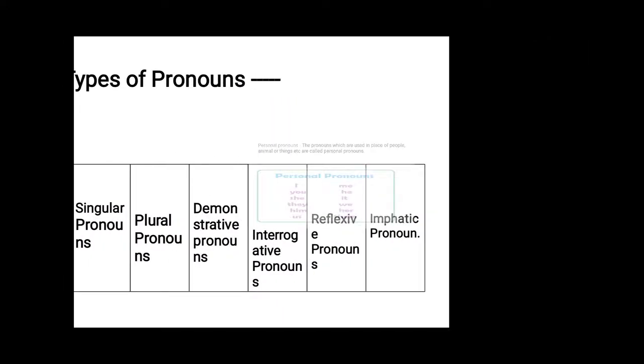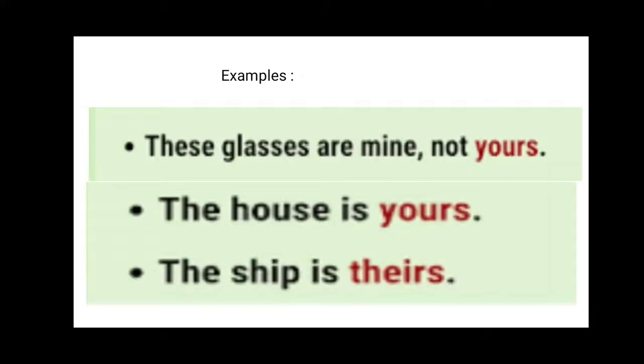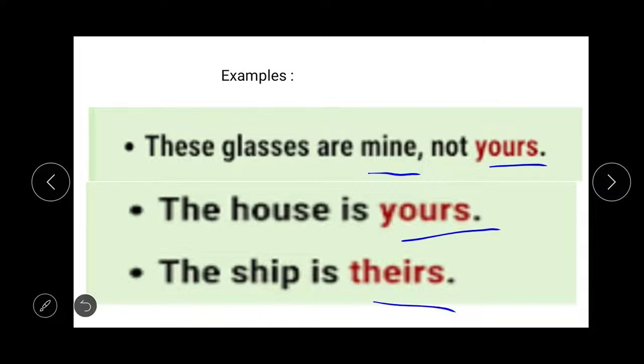So students, in order to identify the possessive pronouns, here I have included a few examples. Please have a look at this. The first example is, these glasses are mine, not yours. Then, the house is yours and the ship is theirs. So students, here let me tell you that mine, yours, and theirs, they are the pronouns.